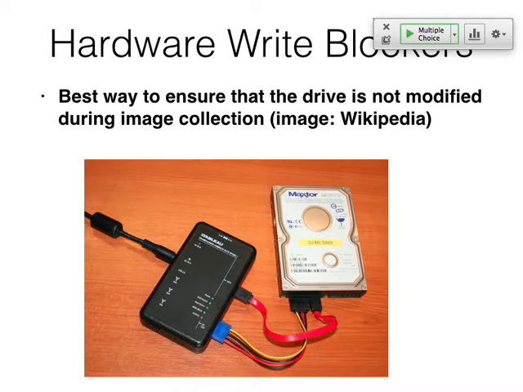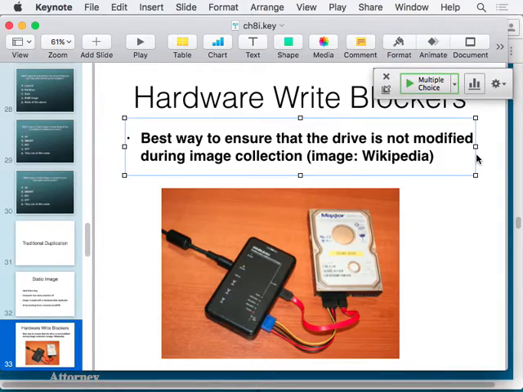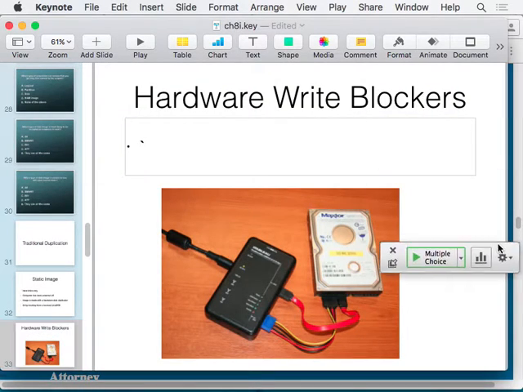So a hardware write blocker, mentioned before, is what all the pros use because you really want to be sure that you do not alter the data while imaging it, and the only way to do that is with a piece of hardware. So let me see if I can find somewhere to hide this idiotic thing that's always in my way.